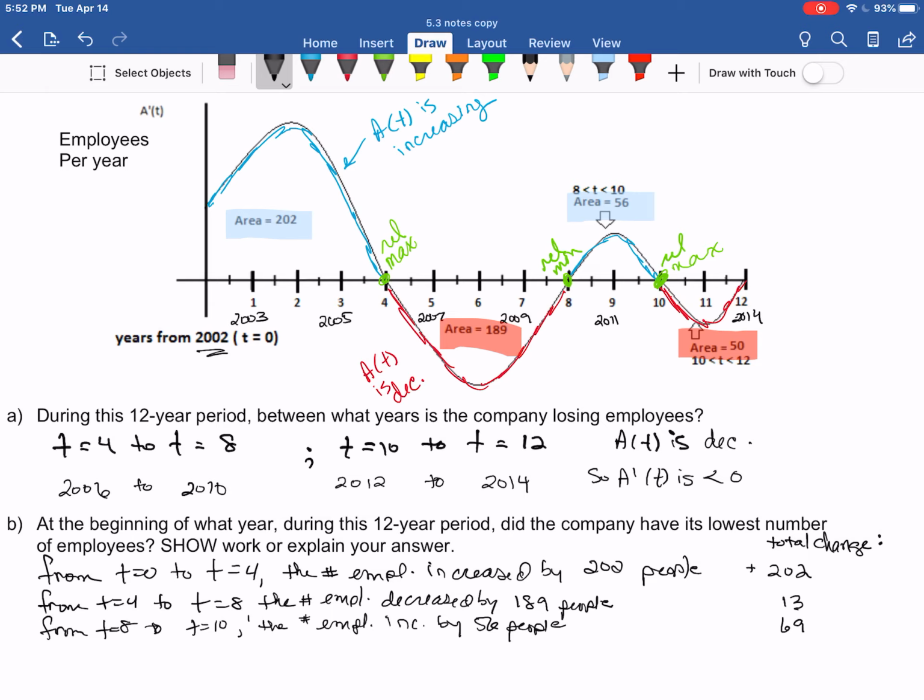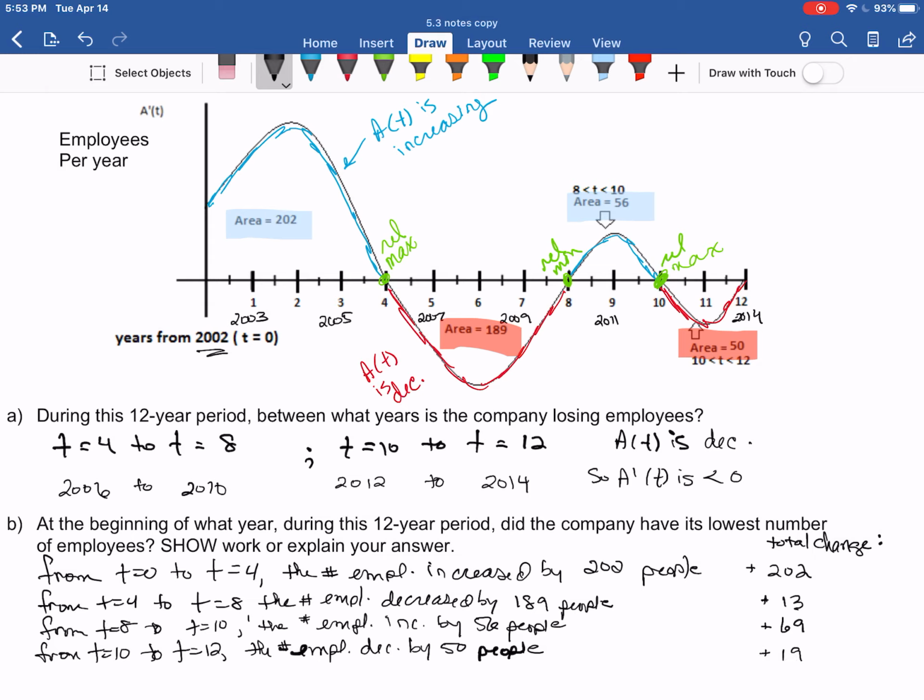So this is positive, and this is positive, and this is positive. So far, I'm not below the number of employees I had at the start of 2002. I'm still up above. Then what happens? From t is equal to 10 to the end of this graph, t is equal to 12, I've lost people. The number of employees during this time frame went down by 50 individuals. Okay, so I'm going to subtract 50 from where I previously left off on my total change column. And now I'm up by only 19 people.